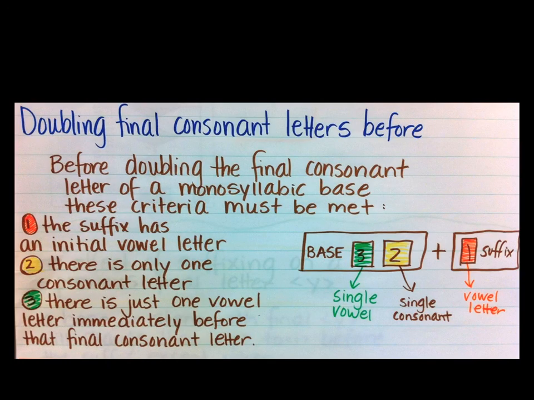Doubling the final consonant letter of a monosyllabic base, meaning one syllable: these criteria must be met. The suffix has an initial vowel letter, so the suffix has to have a vowel in there. There is only one consonant letter, and there is only one vowel letter immediately before that final consonant letter. We've studied this when we looked at doubling the final consonants before, but again, this is that thing that kids and adults like me often forget, some of the basics, and they wonder, do I double it? Do I not double it? This is a quick way, if you can get this idea in your head, of making sure that you ask yourself some questions before you willy-nilly double or don't.